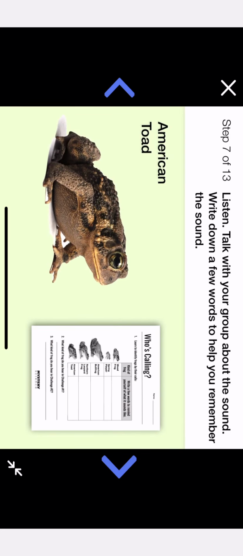All right, listen to the sound of the American toad. Then talk with your group about the sound and write down a few words to help you remember the sound. Here's the American toad. Okay, write down a word that describes what the American toad sounds like.